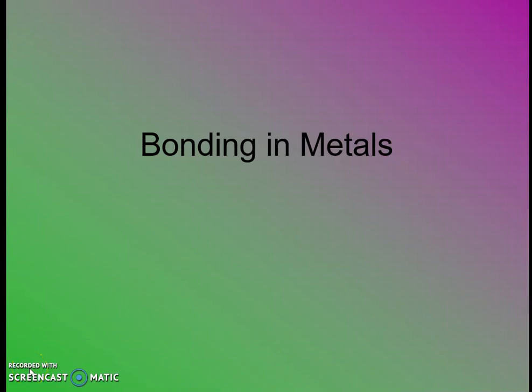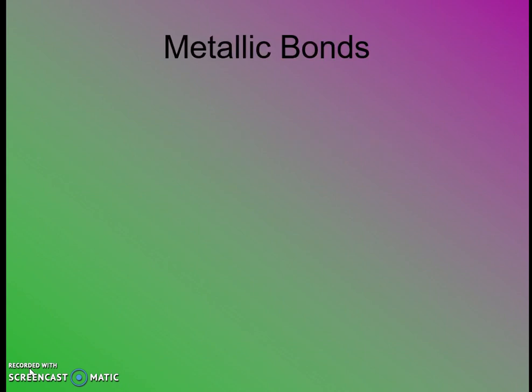In this video, we're going to take a look at bonding that happens within metals, both metals of the same atoms and metals of different atoms. So metals like to come together in what we call metallic bonds.